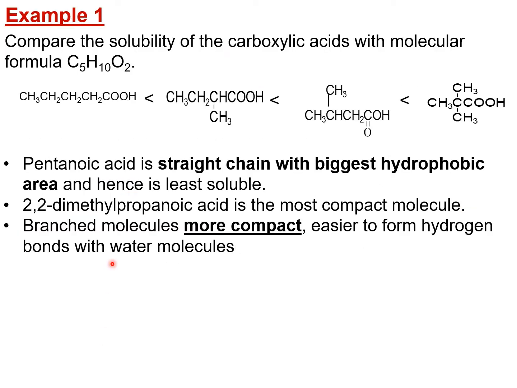Okay, so let's look at the first example. Dia suruh kamu compare the solubility of the carboxylic acids with molecular formula C5H10O2. So basically, this is a general formula and dia boleh buat few isomers of C5H10O2. Okay, di mana kat sini kalau let's say you buat yang normal punya, you akan dapat normal pentanoic acid lah, CH3, CH2, CH2, CH2, COOH. Okay.